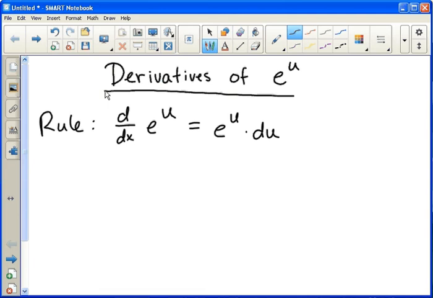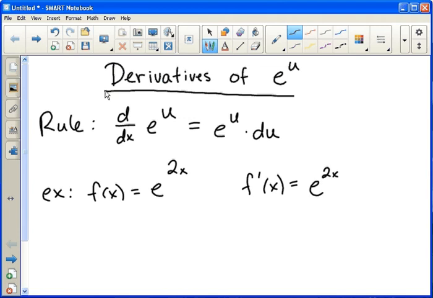Let's say we have f of x equals e to the 2x, and we want to find its derivative. Well, it's itself times the derivative of the exponent, and the derivative of 2x is 2. You're welcome to leave it like that. More normally, we'll actually put the 2 out front and write our answer like this. And that's all there is to it. It's itself times the derivative of the exponent.